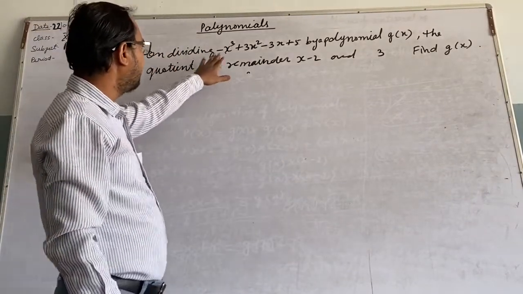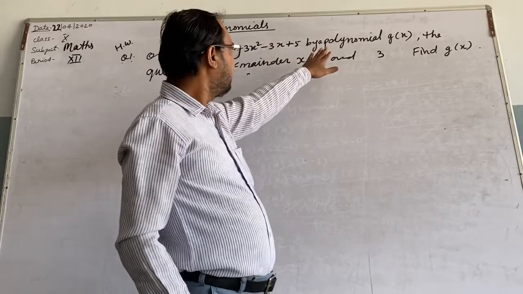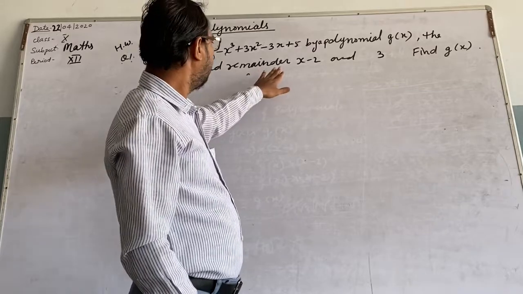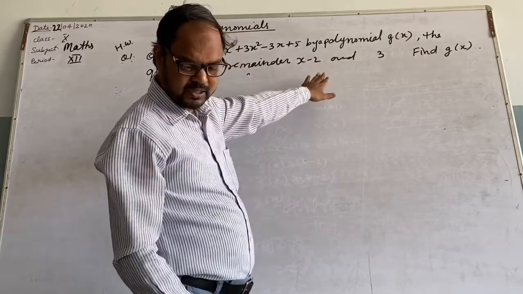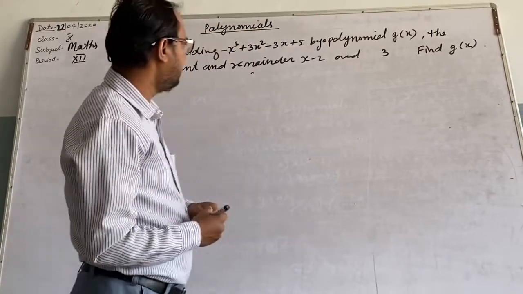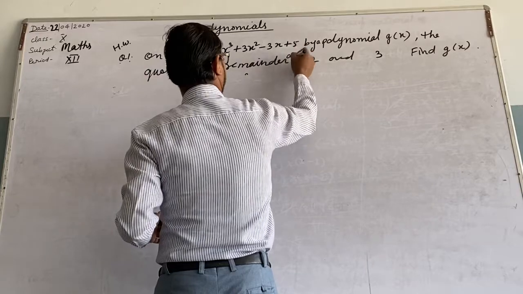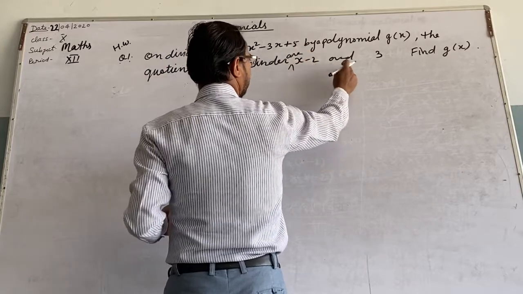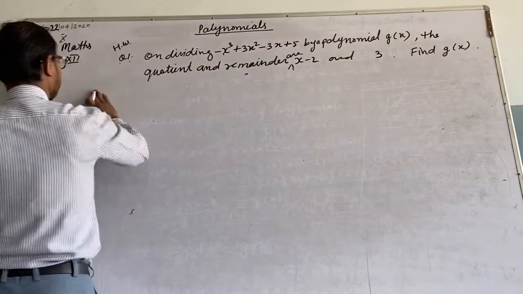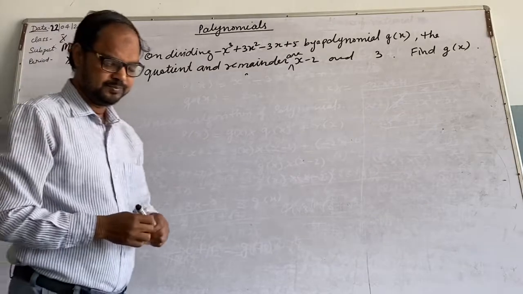On dividing x cube minus 3x square minus 3x plus 5 by a polynomial g(x), the quotient and remainder are x minus 2 and 3. Find g(x), right? Now simplify this, try at home. Now let us take another question.